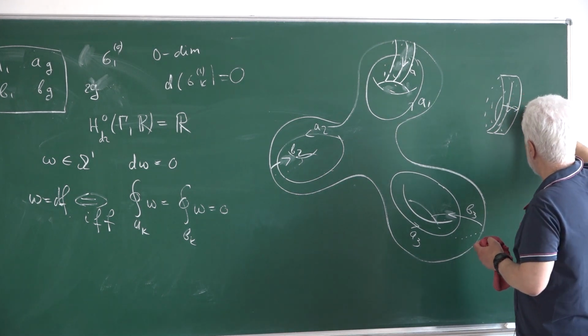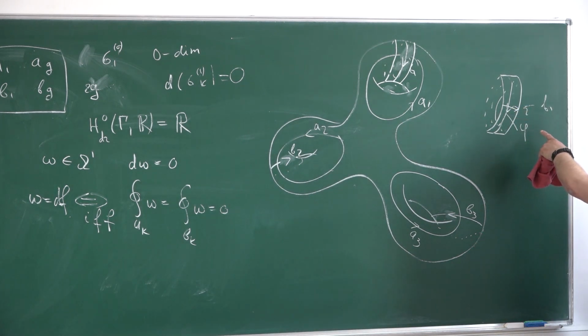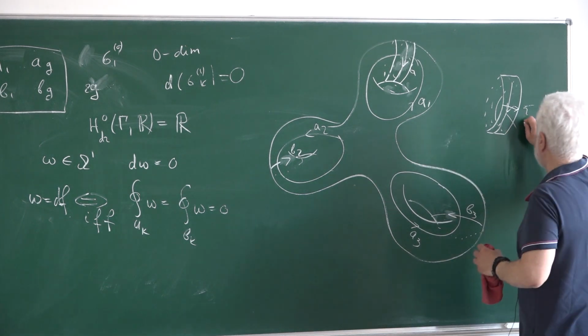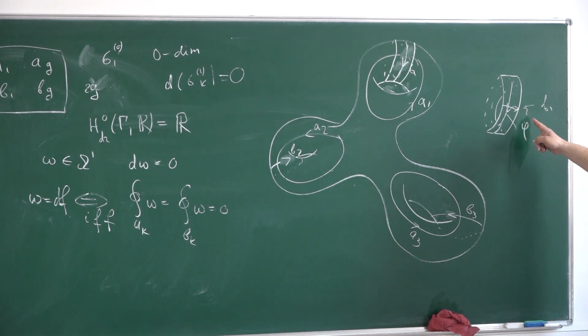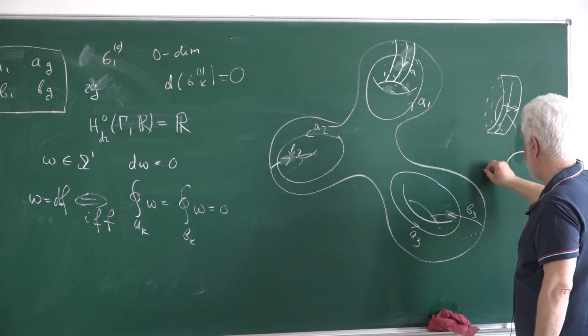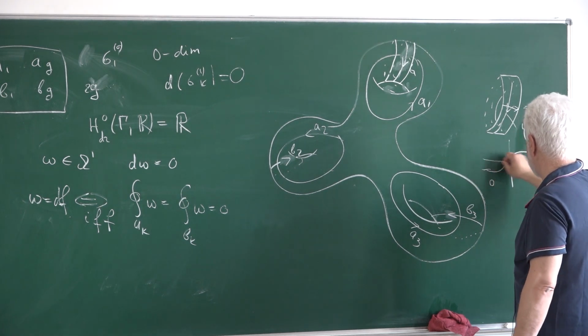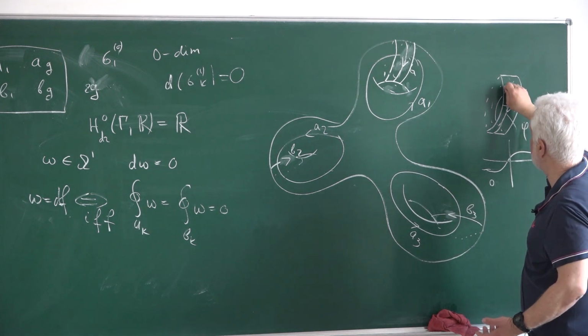For example, r and phi. Let's define the following differential. Consider a function of r, from 0 to 1, f of r. You know how to construct regular functions with the following properties. So it's 1, it's 0, and it's smooth.